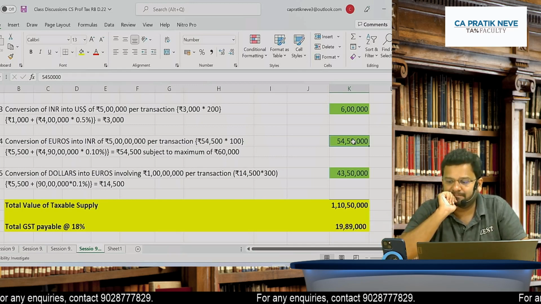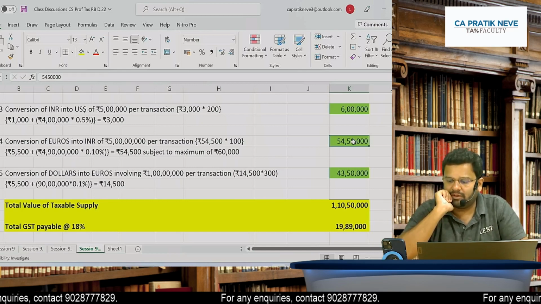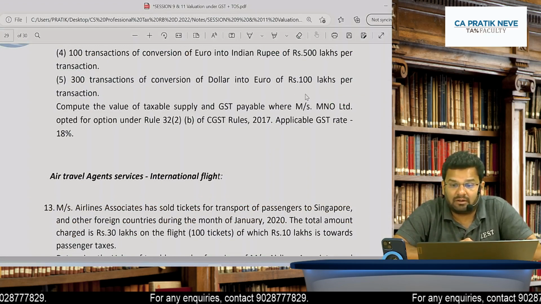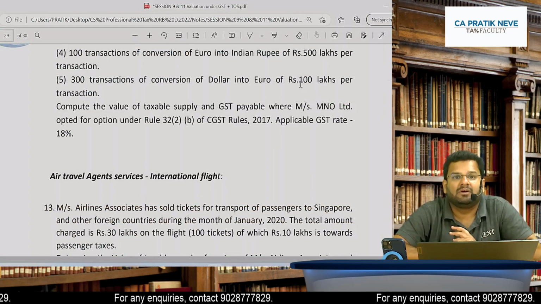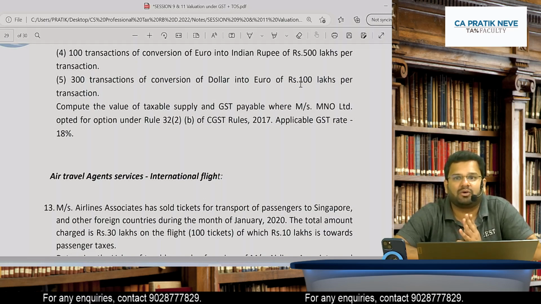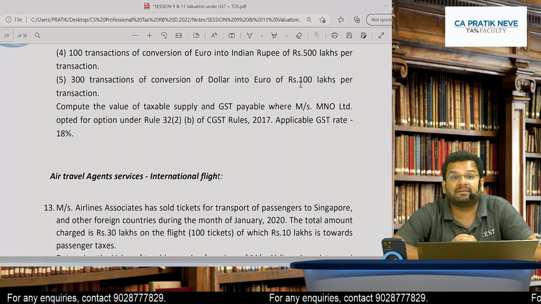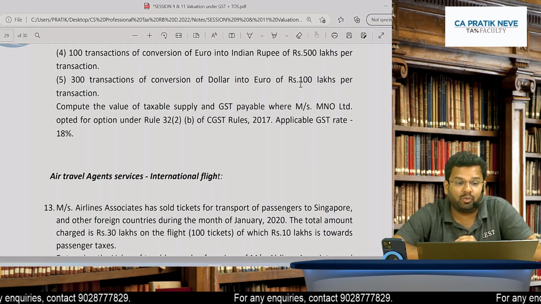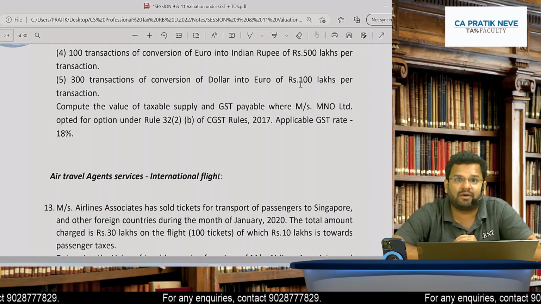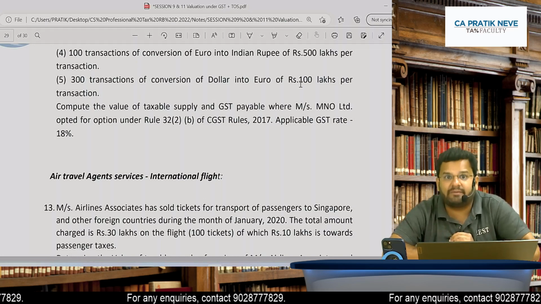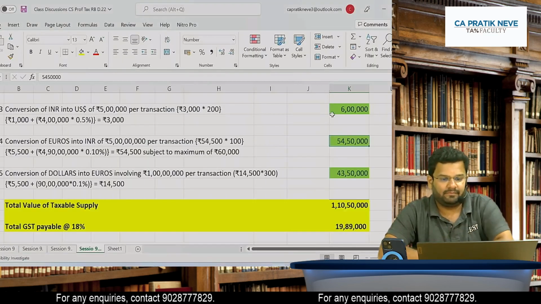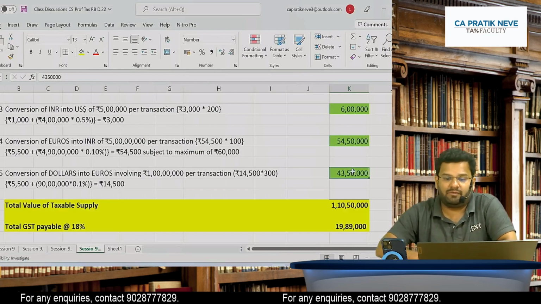Agreed? All of you understood it? And lastly, it's a 1 crore rupees transaction, 100 lakhs. So up to 10 lakhs is 5,500. Next 90 lakhs at 0.1% will be 9,000. 9,000 plus 5,500 will be 14,500. 14,500 into 300. It will be 43 lakh 50,000.